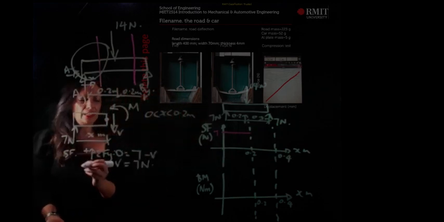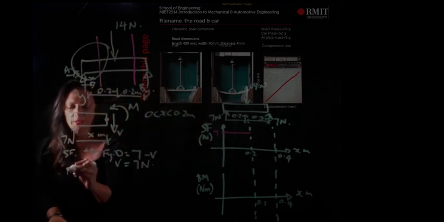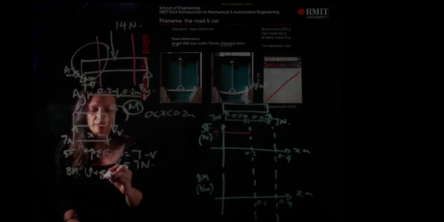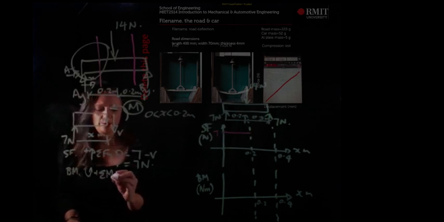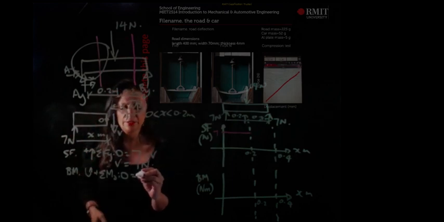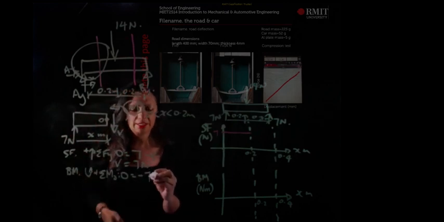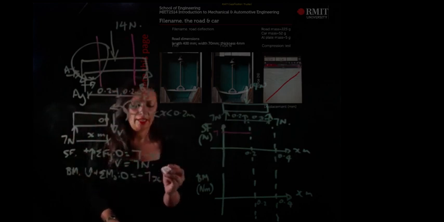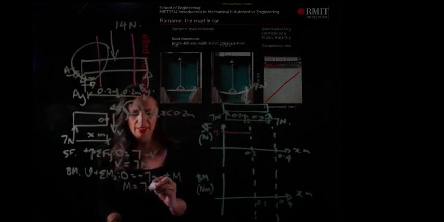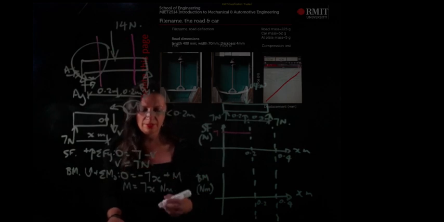Now if I want to have a look at the bending moment, I'm just going to calculate this value. So I can say the sum of the moments around 0 must equal 0. I'm going to have this force, and that's going negative, so I'll have 7. My perpendicular distance is x plus M. So M is going to equal 7x newton metres.